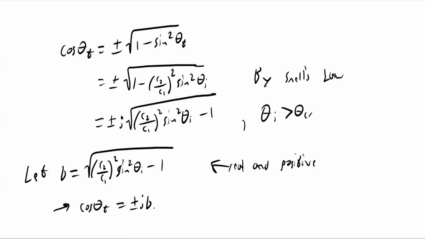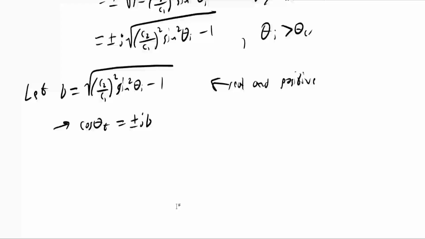Why? Well, the minus sign will lead to an exponentially decreasing amplitude in the wave rather than an exponentially growing signal. In other words, the minus sign is so that the transmitted pressure wave is bounded as x goes to infinity. So we're going to write this as cosine theta t is equal to negative jb.